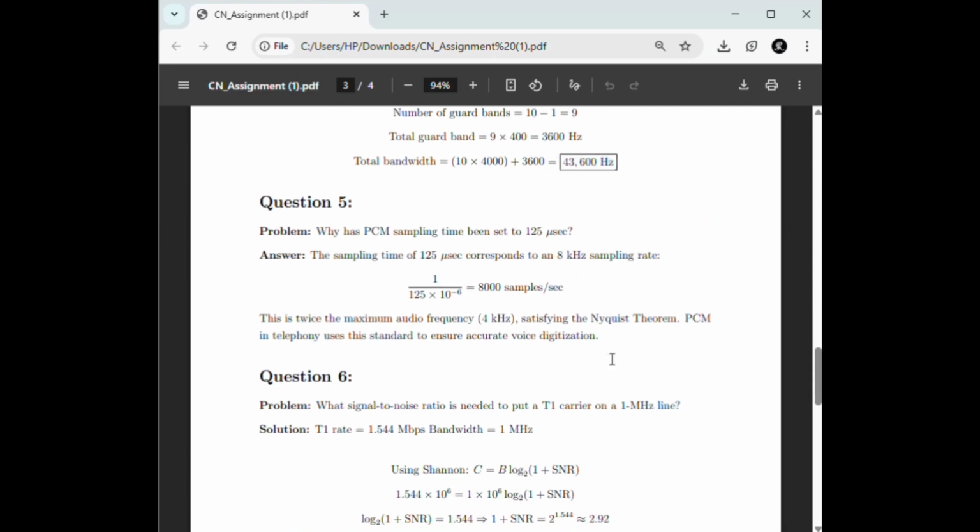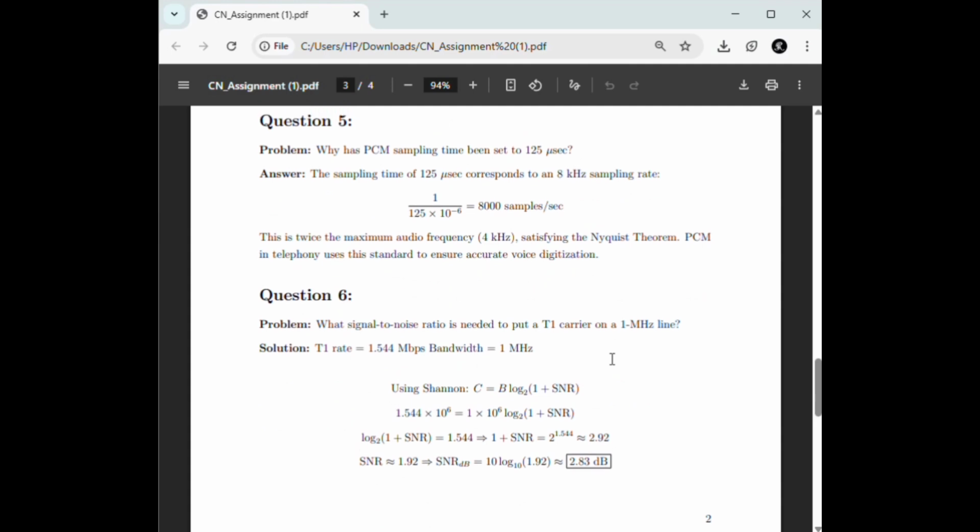Question 5: why has the PCM sampling time been set to 125 µs? The sampling time of 125 µs corresponds to an 8 kHz sampling rate. That is 1 by 125 into 10 power minus 6, equal to 8000 samples per second. This is twice the maximum audio frequency, which is 4 kHz, satisfying the Nyquist theorem.